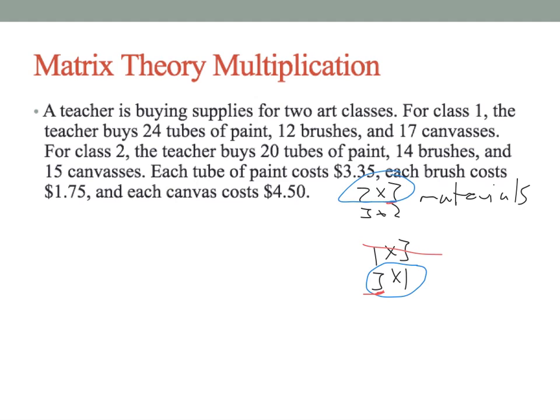So we'll do a 2x3 times a 3x1. And in the end, so these check out, that looks good. And in the end, we're going to get a 2x1. And that matrix is going to represent the total cost for each class of getting those materials.